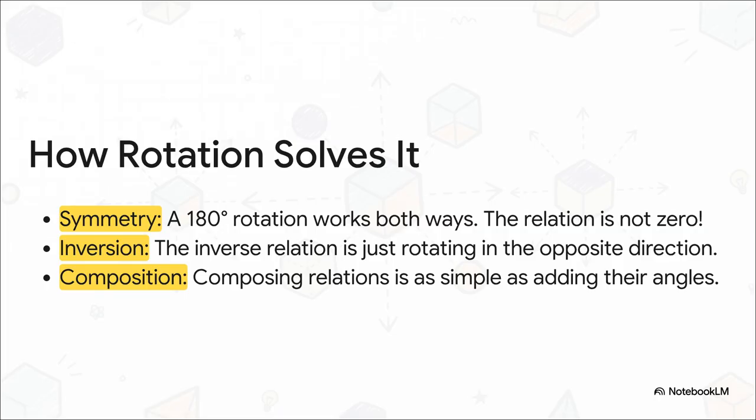That symmetry problem? Easy. A married-to relationship is just a 180-degree rotation. Spin from A to B, then spin another 180 degrees, and you're right back at A. The relationship vector isn't zero anymore. Inverse relationships? Just rotate the other way. And composition, our mother's husband problem? That's just adding the two angles of rotation together. It's perfect. It just works.